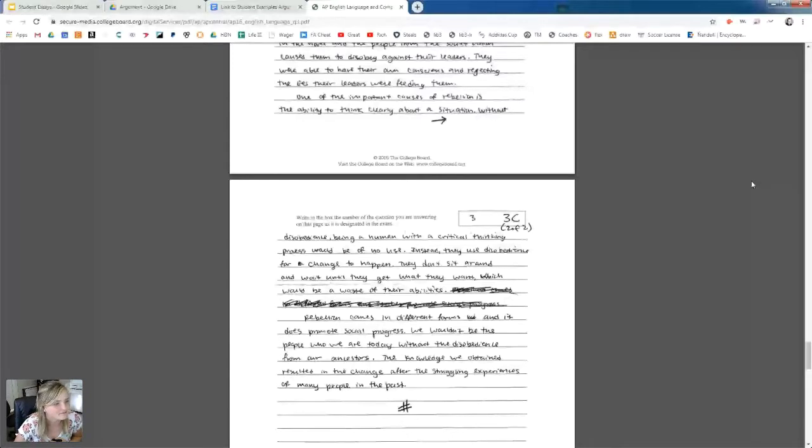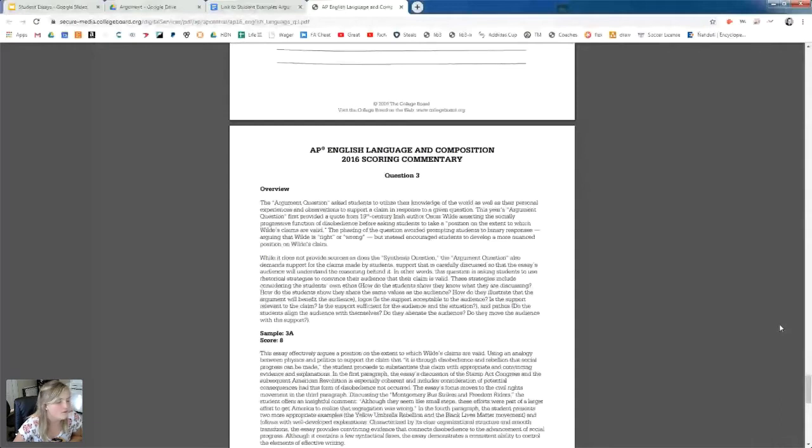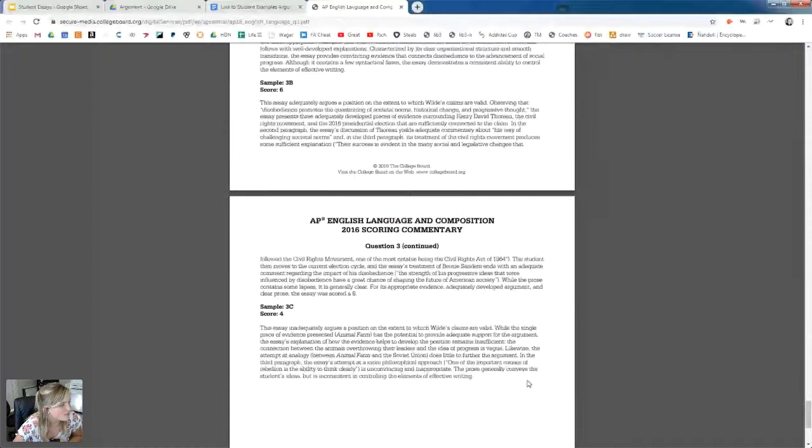Okay, 3C. Let's scroll down there. So they got a 4, which is not quite passing. So let's find out why. "This essay inadequately argues a position to the extent which Wilde's claims are valid. While the single piece of evidence presented, Animal Farm, has the potential to provide adequate support." So, like I said, it's good that they brought it in, and it has potential to provide adequate support. But it was the only piece of evidence they brought in, and we'll go on to find that "the essay's explanation of how the evidence helped to develop the position remains insufficient."